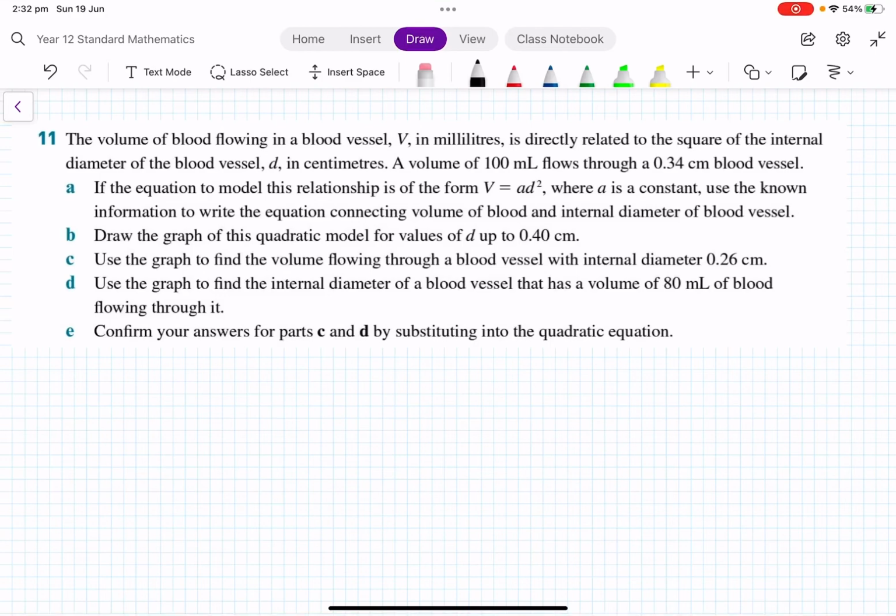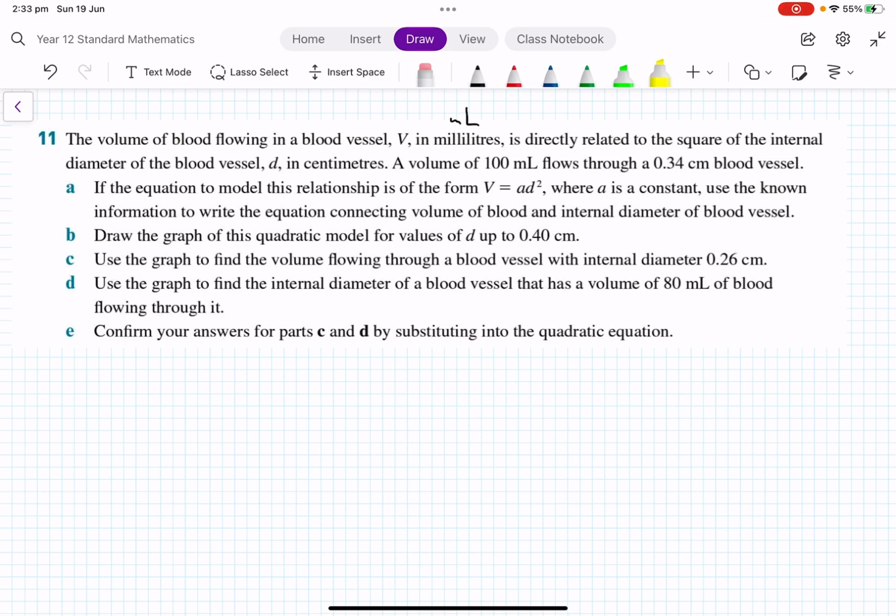Okay, this next question, we have to do a little bit more work before we get to the actual graphing part. So the volume of blood flowing in a blood vessel, V, in milliliters, is directly related to the square of the internal diameter of the blood vessel, D, in centimeters. A volume of 100 milliliters flows through a 0.34 centimeter blood vessel. So D is in centimeters.